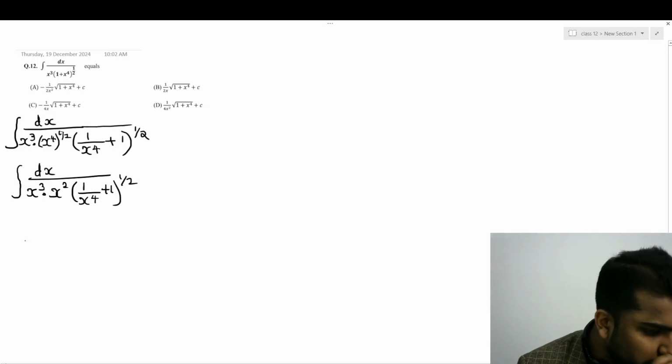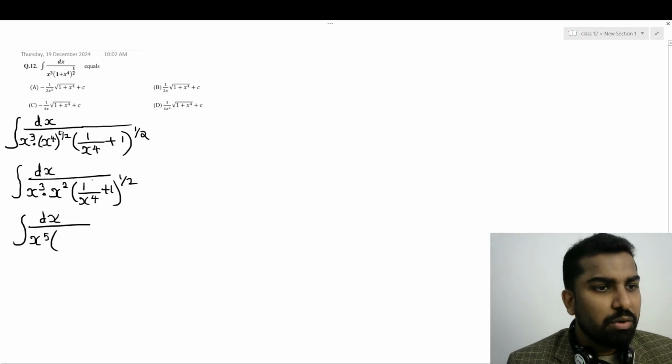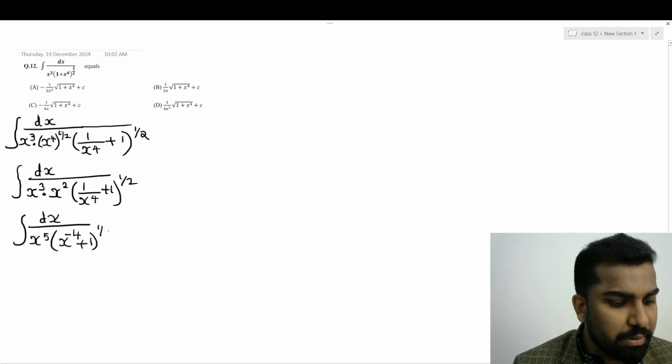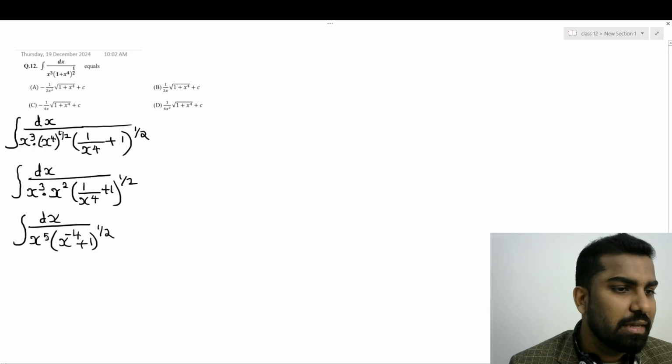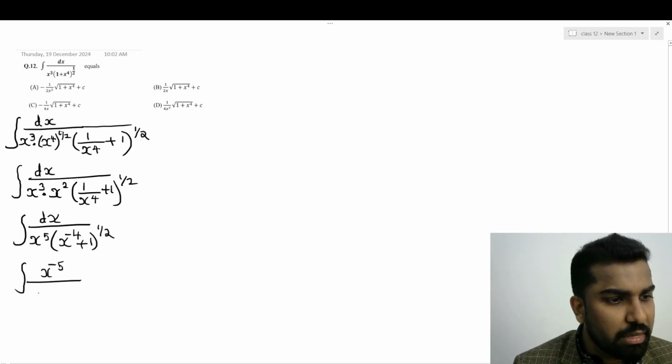So this will become the integral of dx divided by x cube times x square, which is x to the power 5, into (1 divided by x power 4 plus 1) whole power 1 by 2. If I want, I can write 1 divided by x power 4 as x to the power minus 4. Now this x power 5 moves to the numerator, so it becomes x to the power minus 5 divided by (x to the power minus 4 plus 1) whole power 1 by 2 dx.